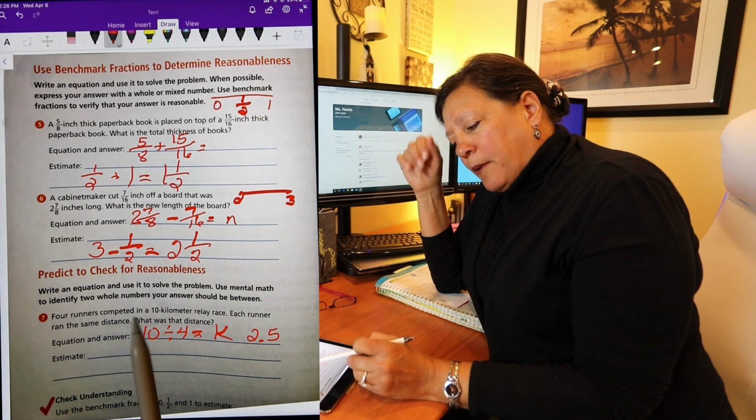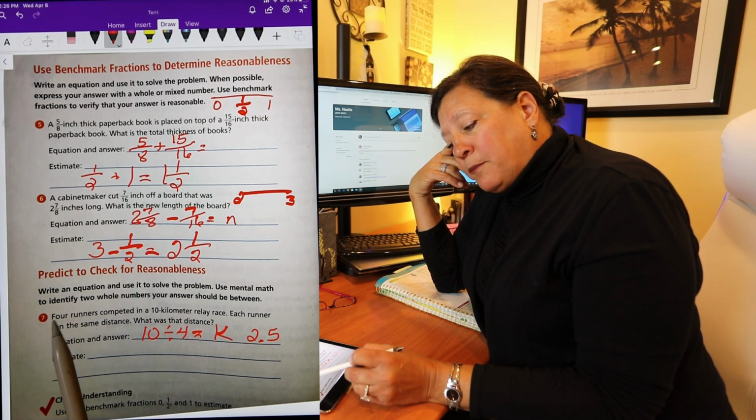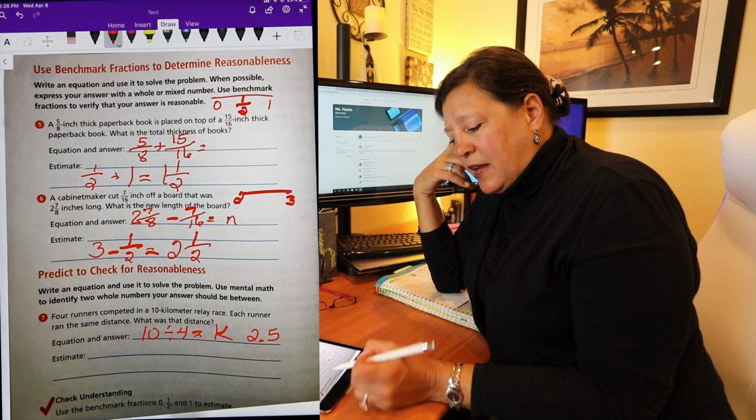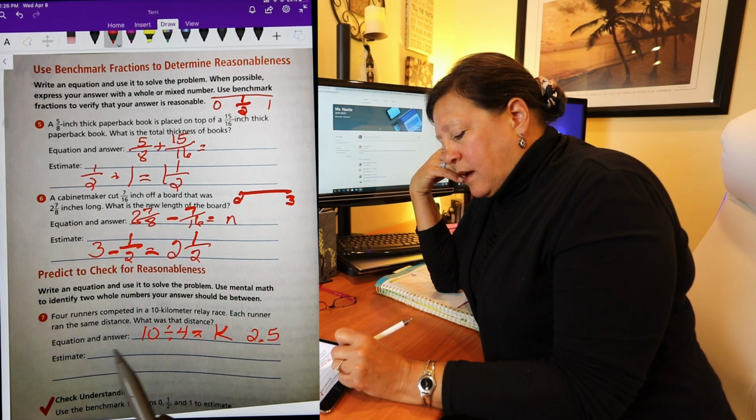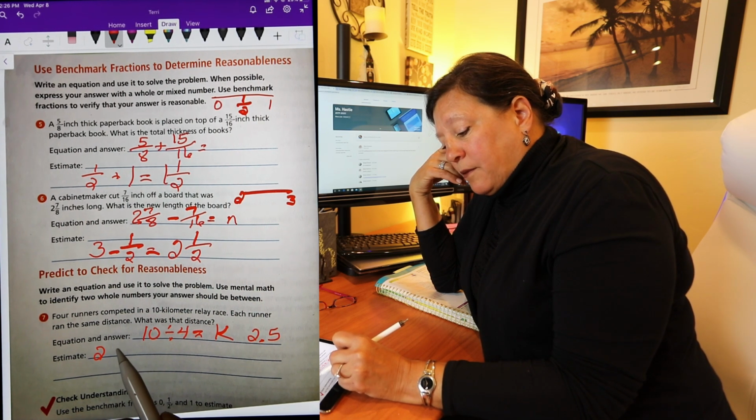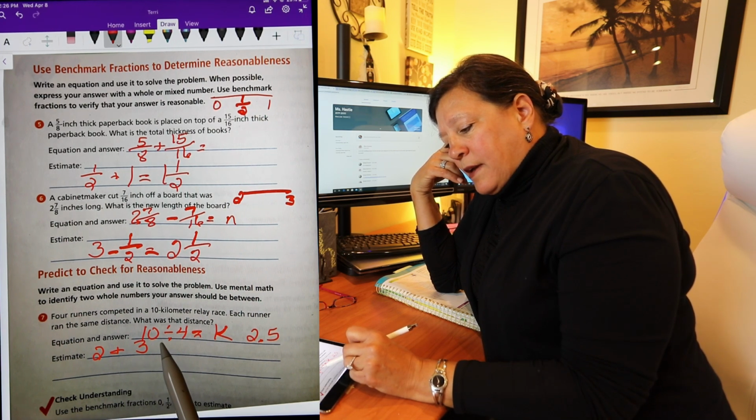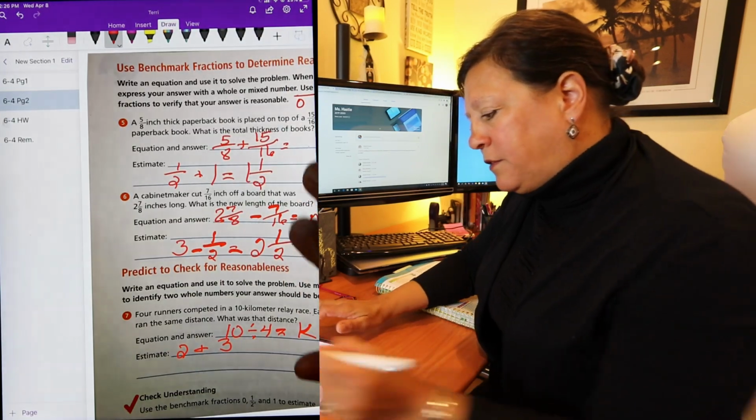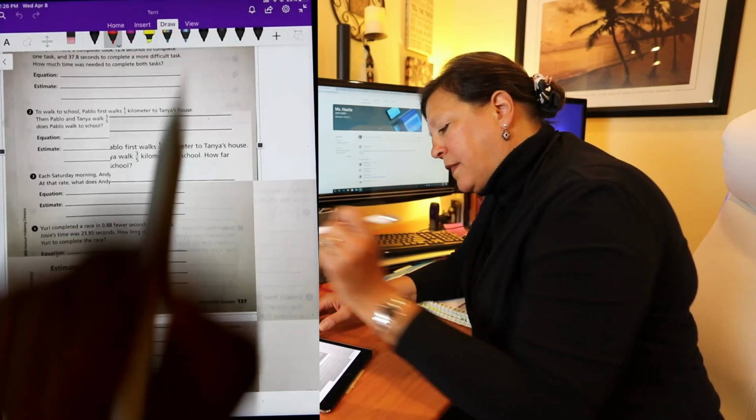Okay, so I'm just going to walk through this one for you. And then use mental math to identify two whole numbers your answer should be between. Well, 2.5 is between 2 and 3, right? It's between 2 and 3. All right, now let's go ahead and look at your homework. Let's see what you're going to be doing on there.